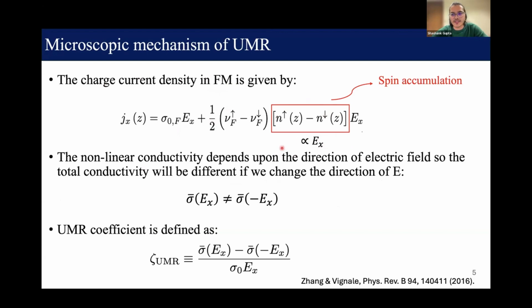So that means if we change the direction of the electric field, we will have different resistivity and different conductivity. We define the UMR coefficient as the difference of the conductivities when we change the direction of the electric field, divided by the linear conductivity. The dimension of the UMR coefficient is the inverse of the electric field, and it has a clear physical meaning. It represents a characteristic field scale at which our non-linear conductivity becomes comparable to its linear counterpart.